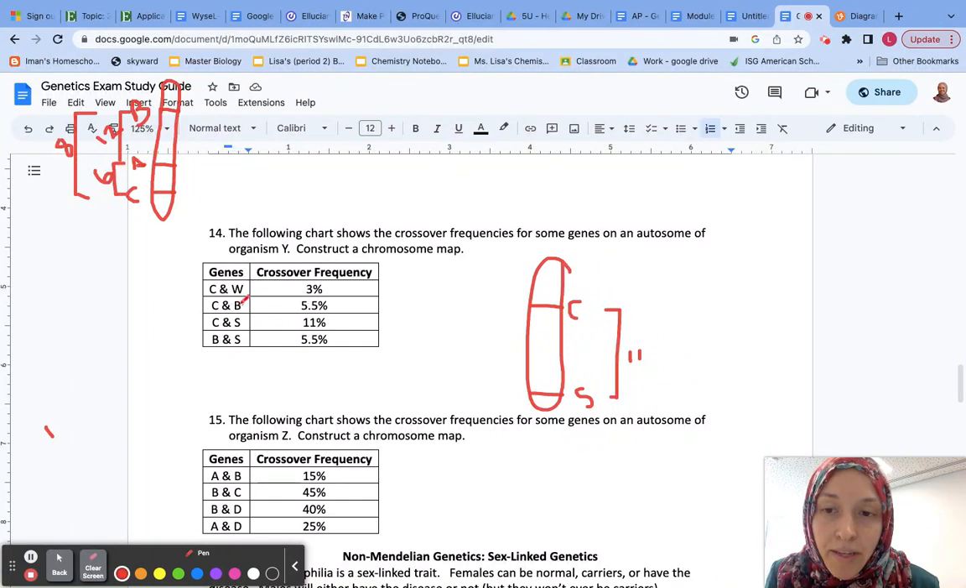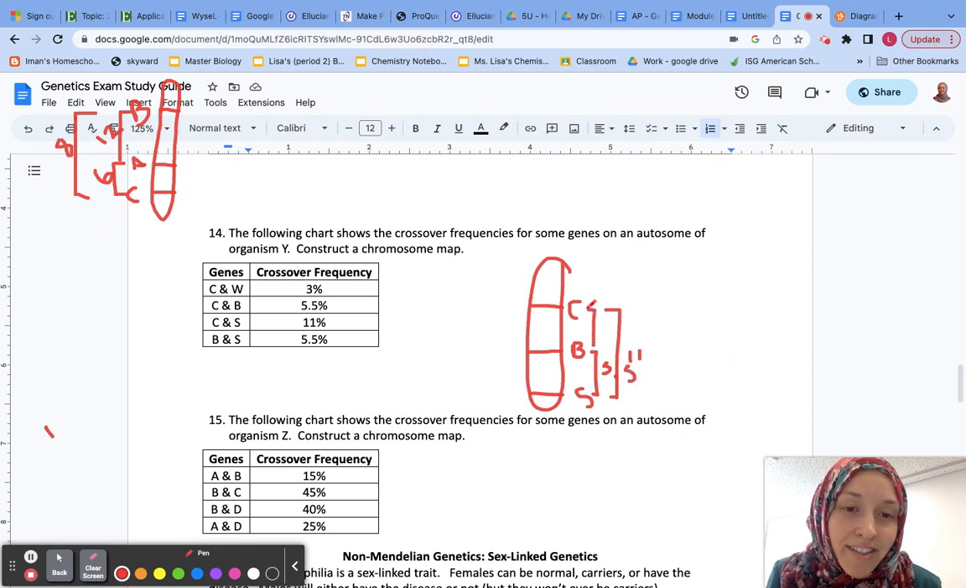And then we have C and B and C and S. Okay, so looks like B is here in the middle, because B is 5.5 away from C, and B is 5.5 away from S. So from here to here is 5.5. It's so hard to read small. And from here to here, from B to C is 5.5. Okay, so far this makes sense. 5.5 plus 5.5 equals 11. So my CBS is fine.